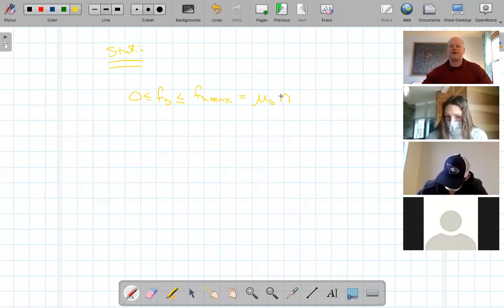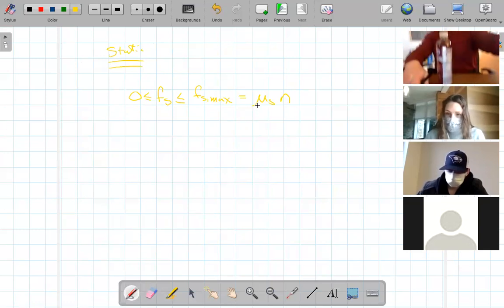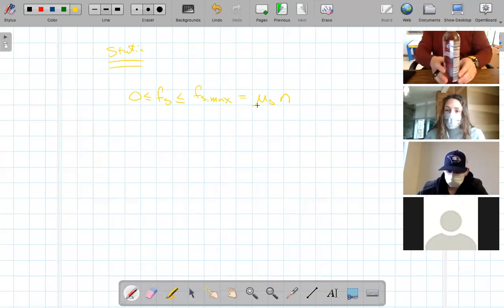So this is where that third equation comes from, because we'd have to find the normal force. So how do I know it can be 0? For example, if I put my drink down here, so it's just sitting on the table, what is the amount of static friction acting on my bottle right now?